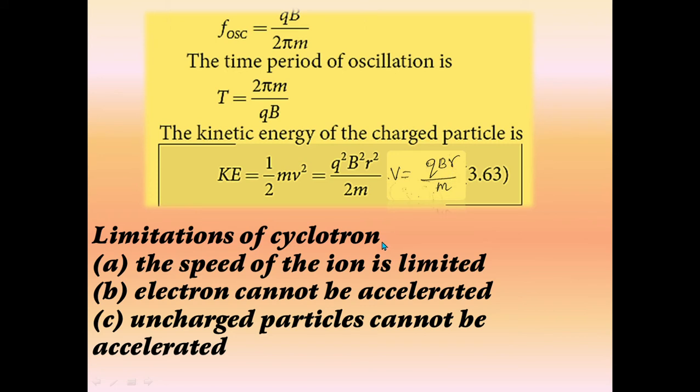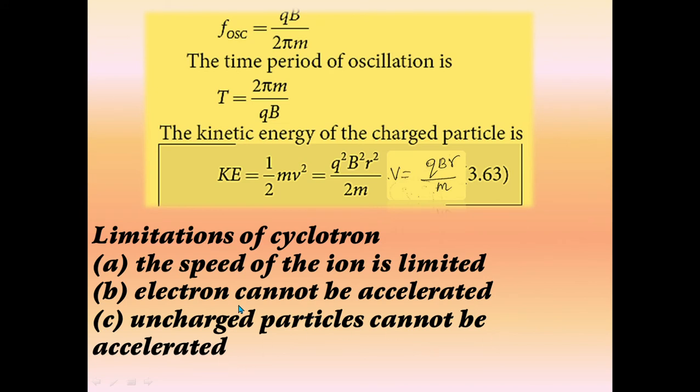The next condition, the limitation of cyclotron, is very important. The very important point is that the speed of the ion is limited. Second point, electron cannot be accelerated. Third, uncharged particles cannot be accelerated.